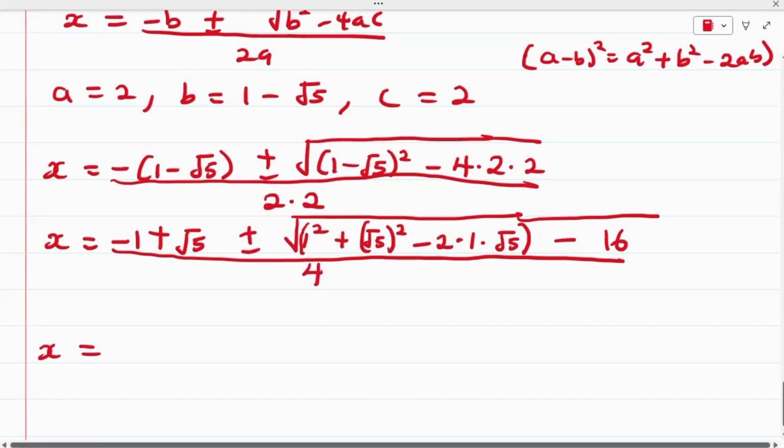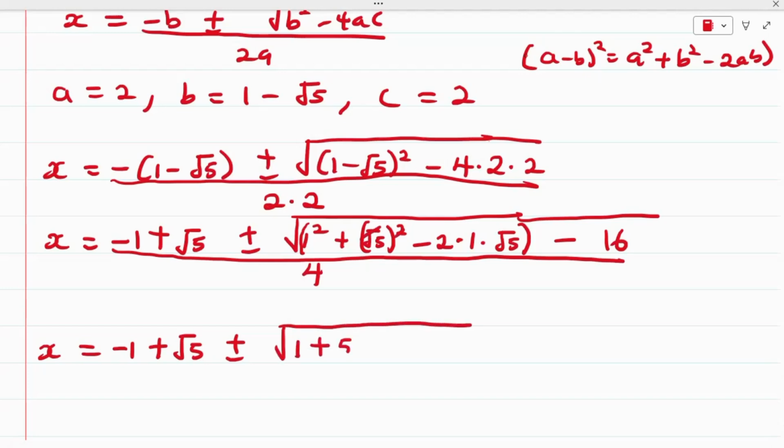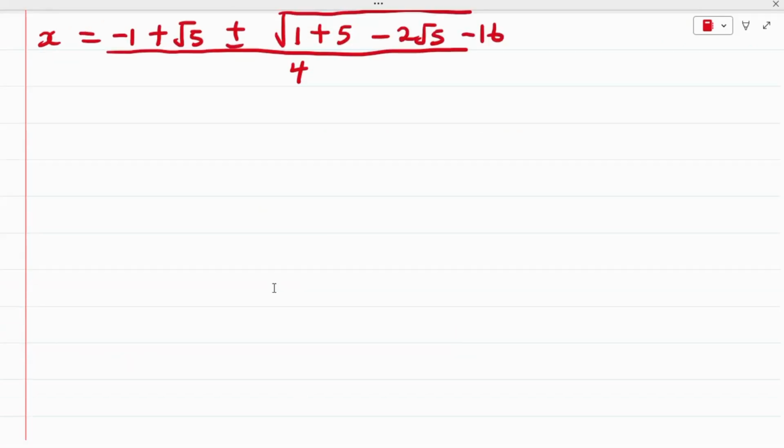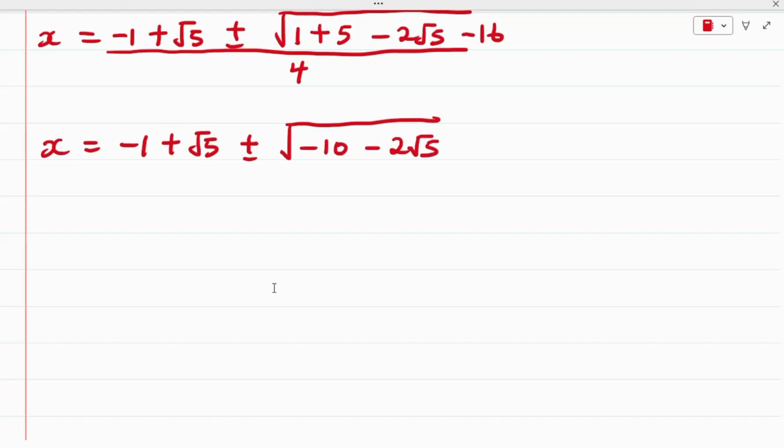So we have x is equal to minus 1 plus the root of 5, plus or minus the square root of 1 squared is 1. This is going to cancel out this. We have this to be plus 5 minus 2 root 5 minus 16, all over 4. So we have that x is equal to minus 1 plus the root of 5, plus or minus the square root of 1 plus 5 is 6. 6 minus 16 is going to give us minus 10 minus 2 root of 5, all over 4.